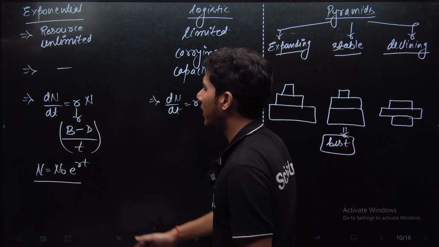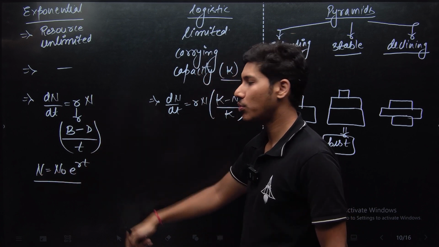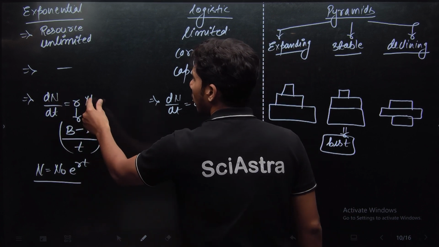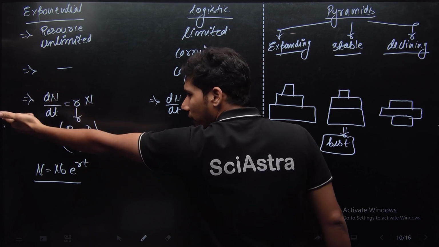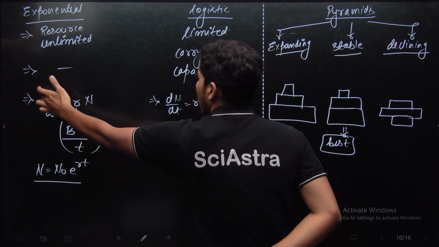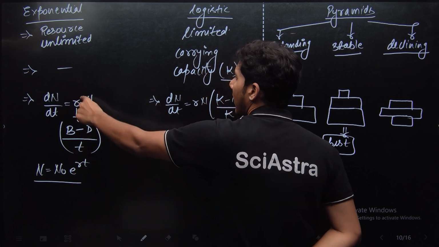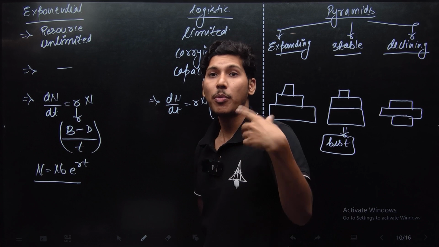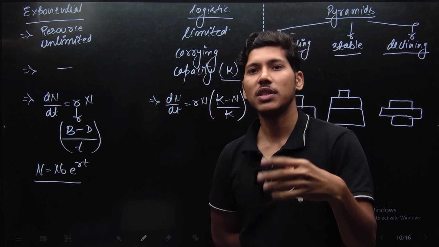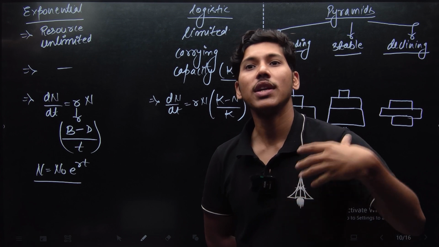And the formulas are typical. Exponential growth curve will show a formula of N is equal to N naught e to the power rt. dN upon dt is equal to rN, where dN upon dt is the rate of increase or rate of change of the population, and N is the number of individuals at any given time interval t, and r is birth minus death upon time, which means birth rate minus death rate, or else it is known as the intrinsic rate of natural increase.